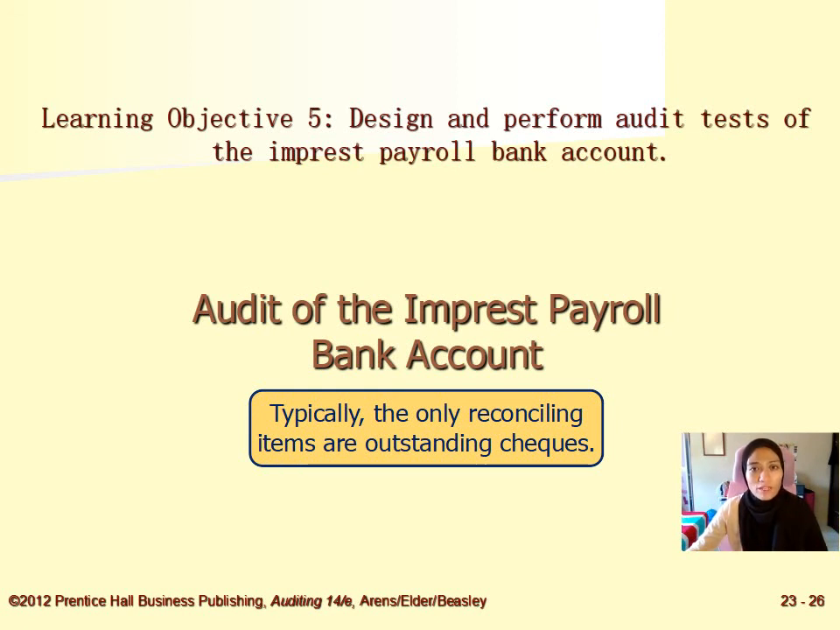In an audit of the imprest payroll bank account, typically the only reconciling items are outstanding checks. In testing the payroll bank account balances, auditors must obtain the bank reconciliation, a bank confirmation, and a cut-off bank statement. Tests of outstanding checks are normally limited to a reasonableness test. Extended procedures are necessary if the controls are inadequate or if the bank account does not reconcile with the general ledger imprest cash balance.